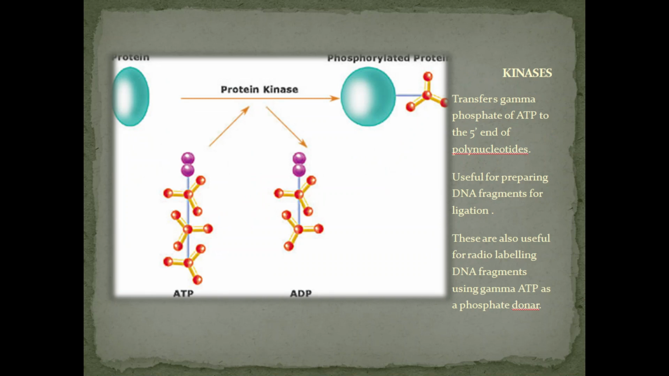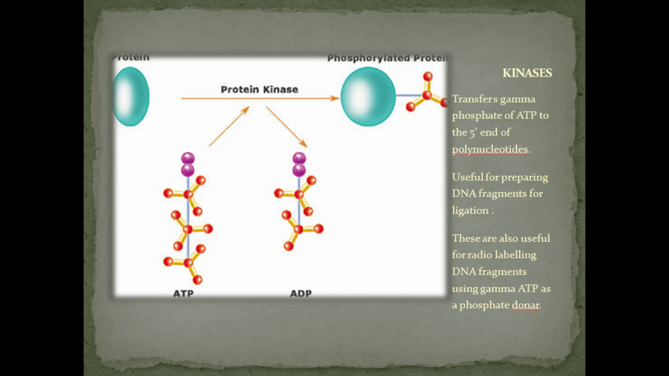Our next enzyme is kinase. Kinases transfer the gamma phosphate of ATP to the 5' end of polynucleotides. The gamma phosphate group is the primary phosphate group on the ATP molecule, which is hydrolyzed when energy is needed to drive anabolic reactions. These kinases are useful for preparing DNA fragments for ligation. These are also useful for radiolabeling DNA fragments using gamma ATP as a phosphate donor. As shown in the figure, a protein is converted into a phosphorylated protein by the action of protein kinase, which includes formation of ADP from ATP.